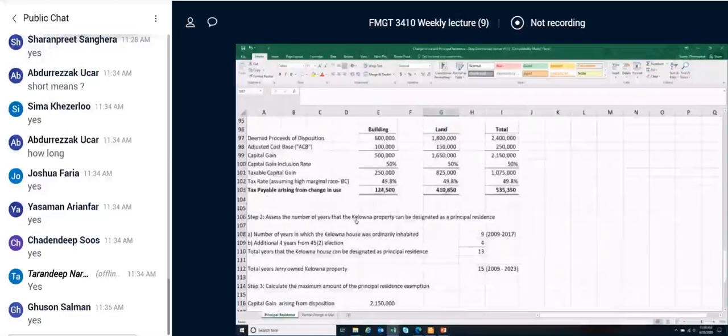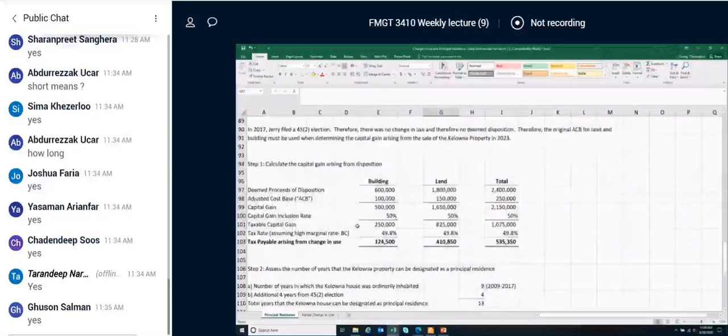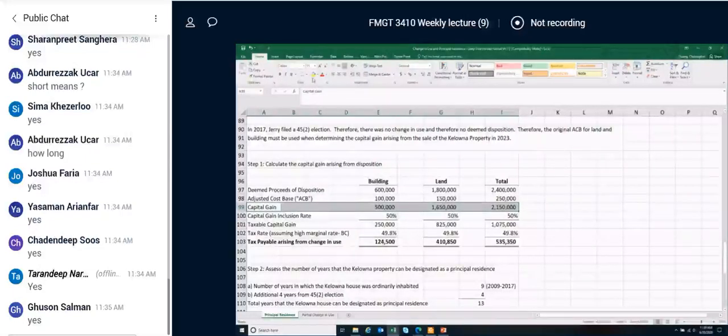So how does principal residence work in this case? Number one, you do what we've taught you before. Calculate the gain upon the disposal. Okay. So again, because you filed the election, you use original cost basis. Okay. So there's your capital gain. There's your taxable capital gain.